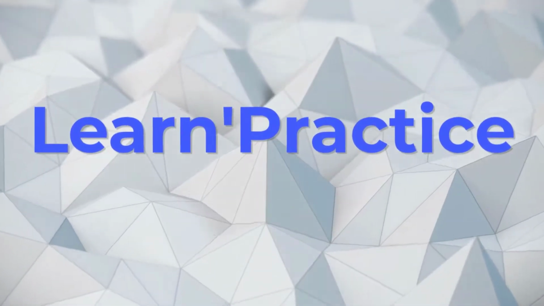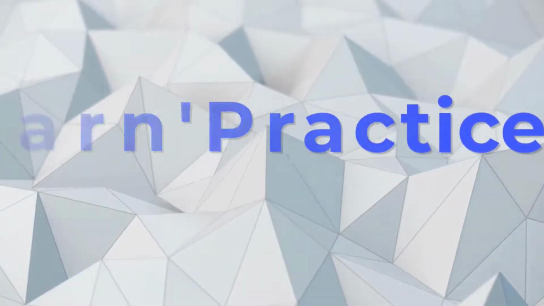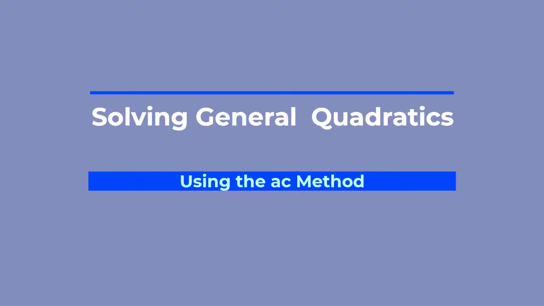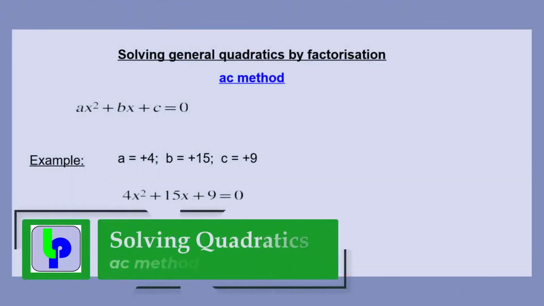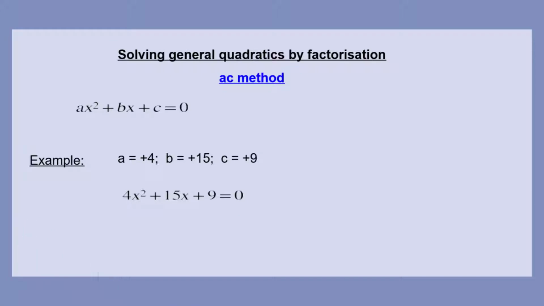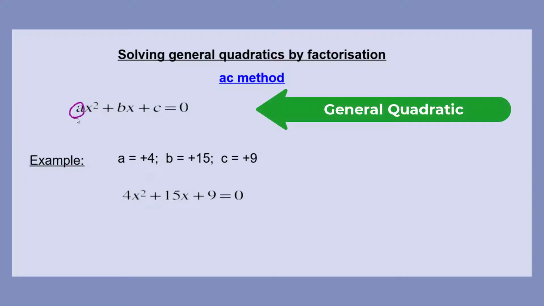In this session we present the AC method for factorizing and solving quadratic equations where the coefficient A is greater than 1. We looked at the simple methods where A is equal to 1. Here the AC method is used for general quadratics of the format ax squared plus bx plus c equals 0, where the value of A is greater than 1. We can learn about this AC method through an example.